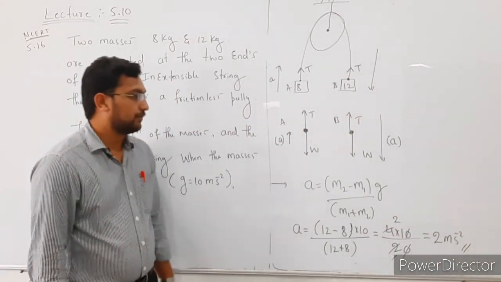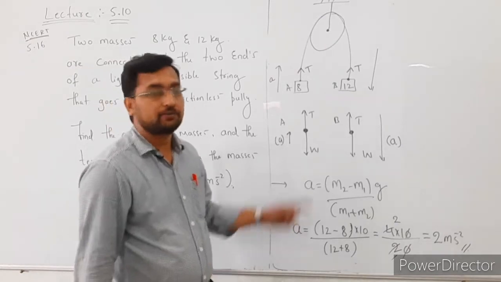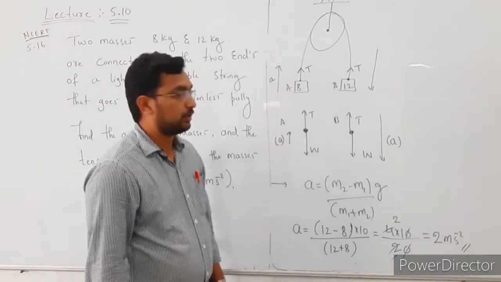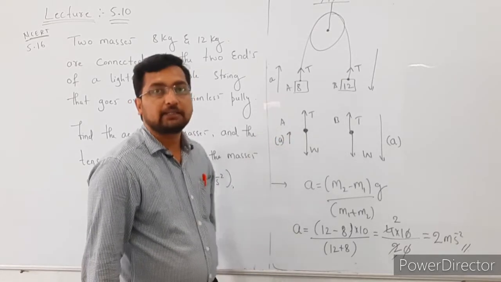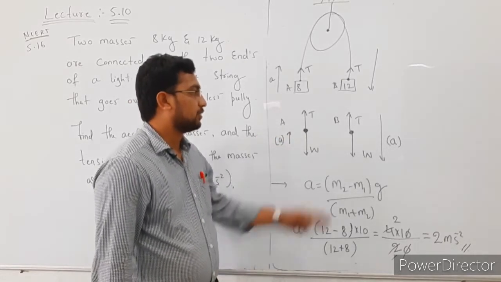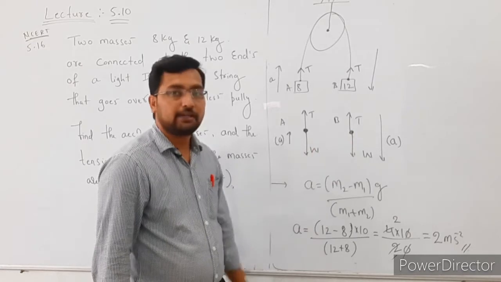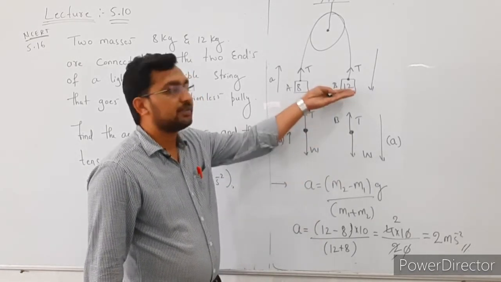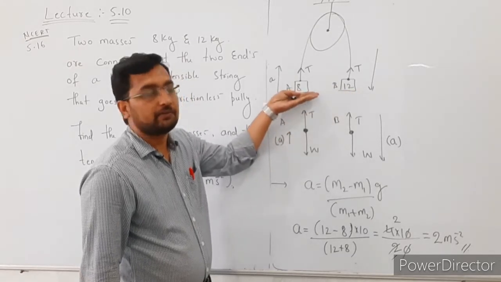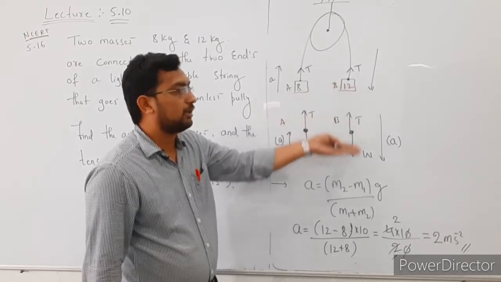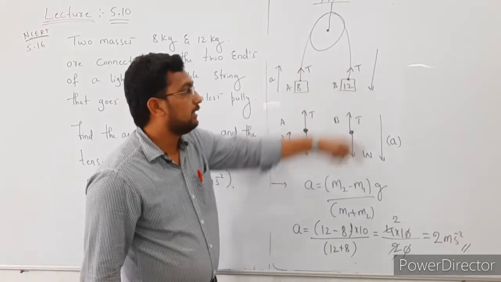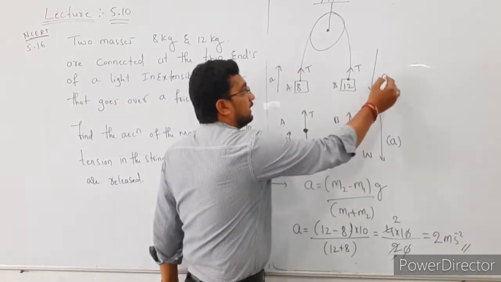Okay, see here. So first we draw the free body diagram for these two bodies. For the first body, the weight is acting in the downward direction and the tension is acting in the upward direction. Here it is also the same: the weight is acting downward and the tension upward. The weight of the second body is more compared to the first body, so this body is moving downward and this body is moving upward, and this is the direction of acceleration.